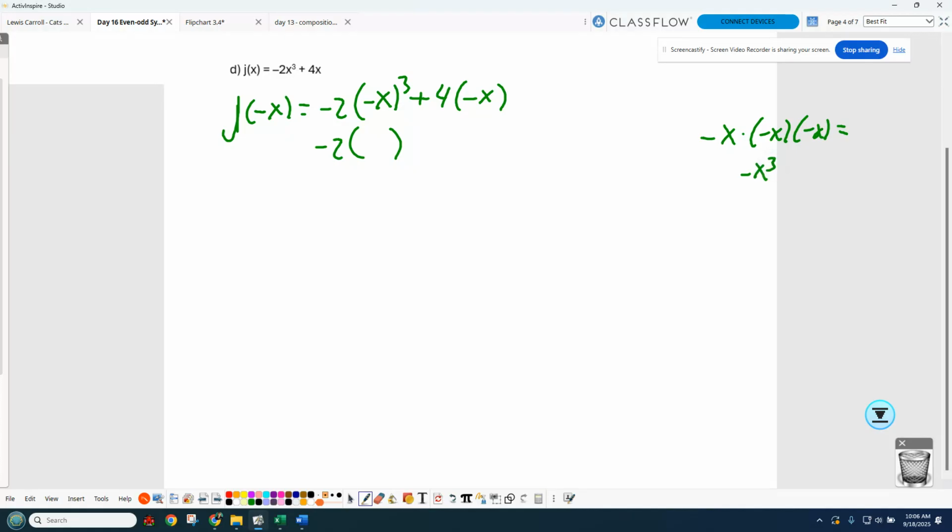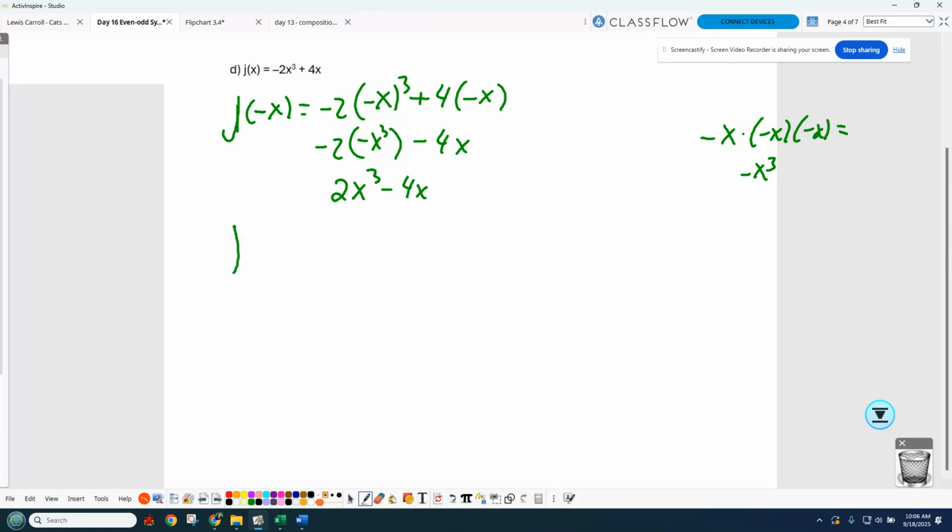Okay, I agree with you. Now you do this and minus 4x. What happens here? They combine. Negative 2 times negative x cubed, what is that? Negative times a negative becomes positive, so it's positive 2x cubed. Does anything change with this, or do I just copy it down? Just copy it.